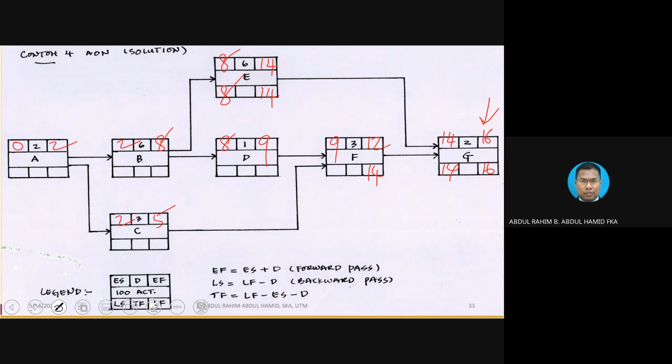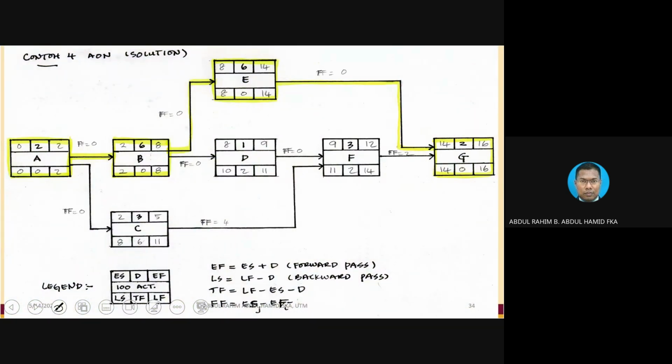For F, 14 minus 9 will be 5, for instance. Oh, sorry, minus 3. Okay, minus 3, not 9. 11. And then 11 will be here, and then 11 will be here. 11 minus 1 will be 10, and then 11 minus 3 will be 8. Okay. And then between 10 and 8, 8 will be here. 8 minus 6 equivalent to 2. And between 2 and 8, of course, 2 will be the smallest. 2 minus 2 equivalent to 0. So that's how you complete the diagram.